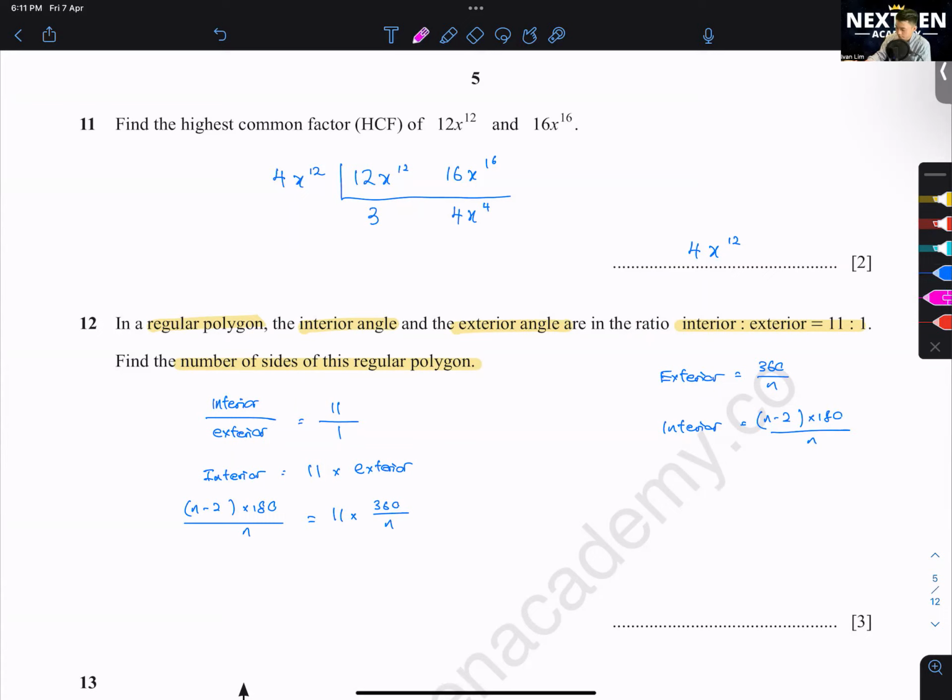Okay, so you all see here, n and n, this one can cancel off. Then we solve from here. Open out the bracket. This will be 180n minus 360. 11 times 360 will be 3960. And then here, 180n equals 4320. Divide it, you'll get n is equal to 24.